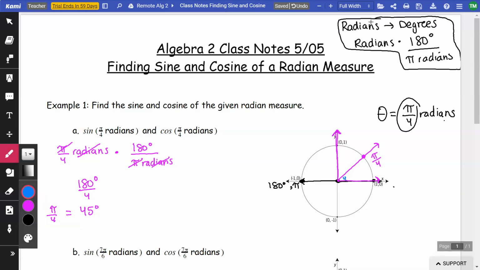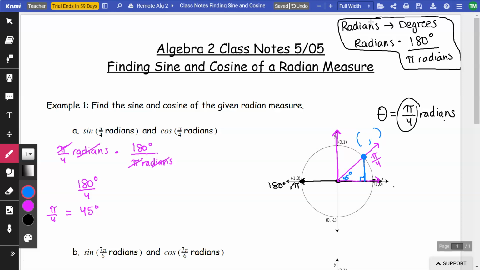So this is 45 degrees. And we want to find the sine and the cosine of pi over 4. So if you recall from our work from last week, we need to use a right triangle to help us do that. So I'm going to create a right triangle using this point. Remember, the x and y values of that point are equal to the sine and the cosine values of that angle measure. That angle measure is 45 degrees, which is the same thing as pi over 4.